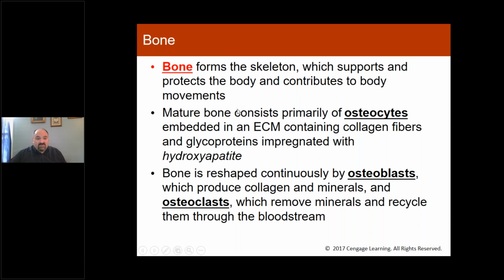So look at this here. Mature bone consists primarily of osteocytes, these mature bone cells, embedded in an extracellular matrix containing those collagen fibers. I mentioned that to you earlier, that those collagen fibers are very strong and give the bone a little bit of flexibility and strength. Okay? And then hydroxyapatite crystals are also present, the mineral aspect of bone that gives it its toughness.